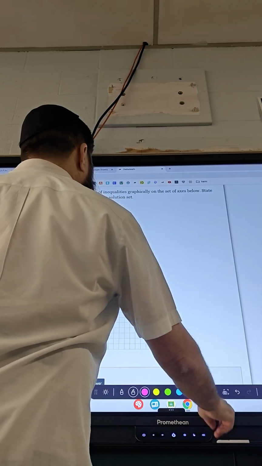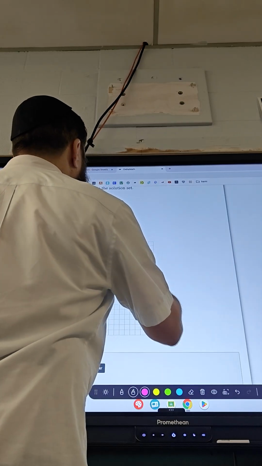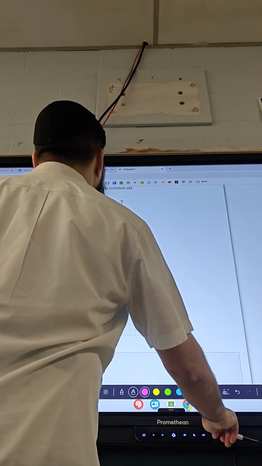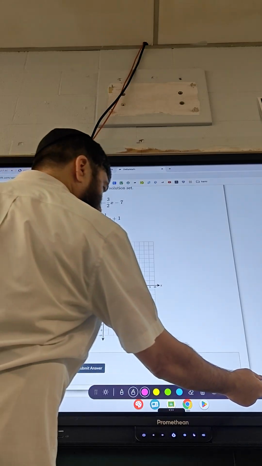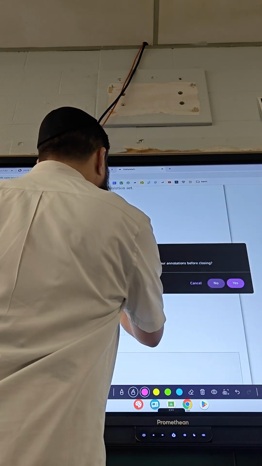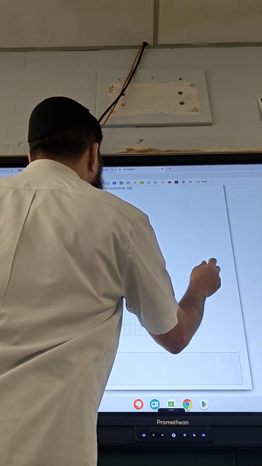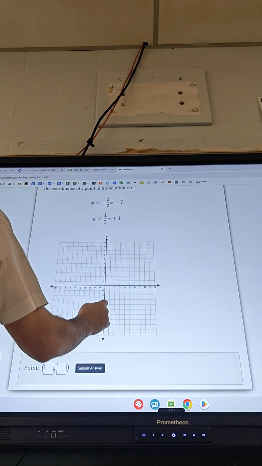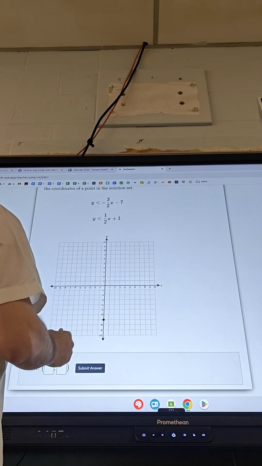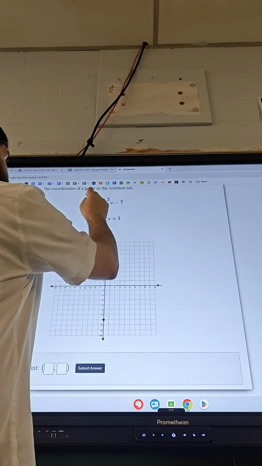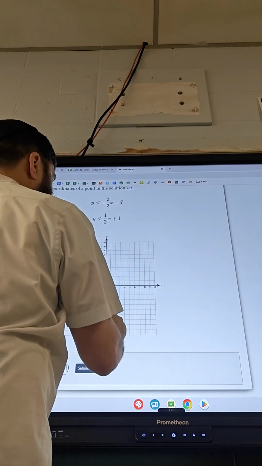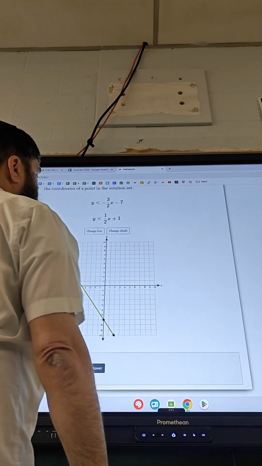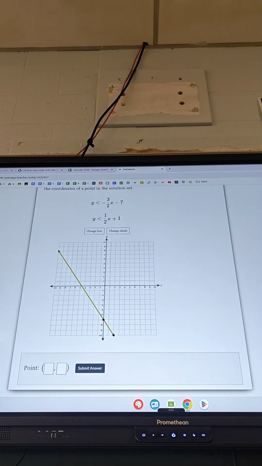So the first one, you have to plot this. So I got to get rid of this thing, actually. For the first one, I go to negative 7 on the y-axis and put a dot. Then I'm going down 3 and right 2. And again, once I do that, it automatically makes the line.